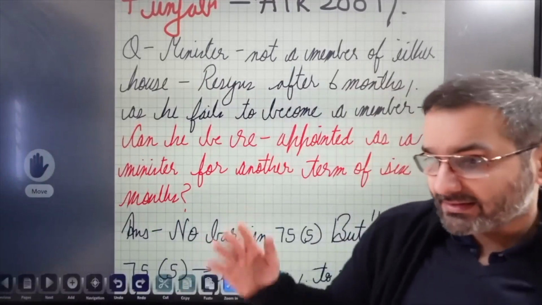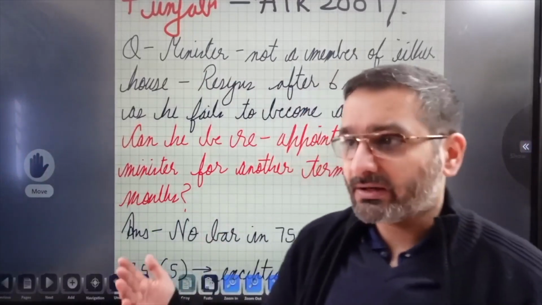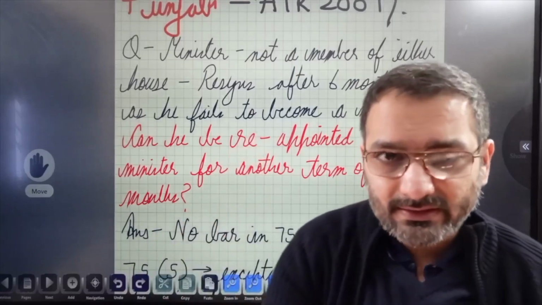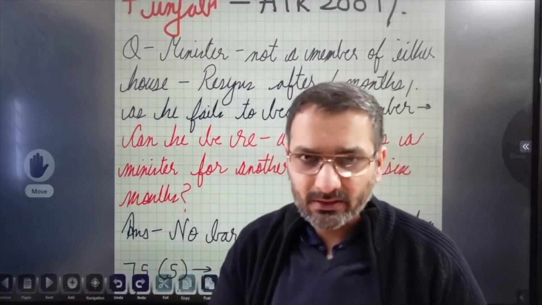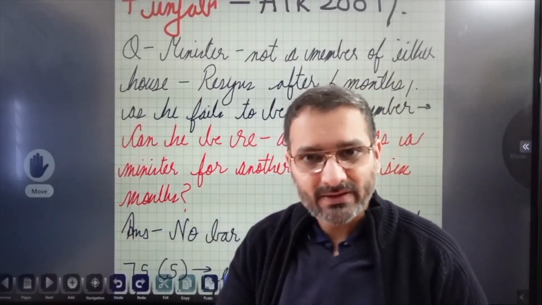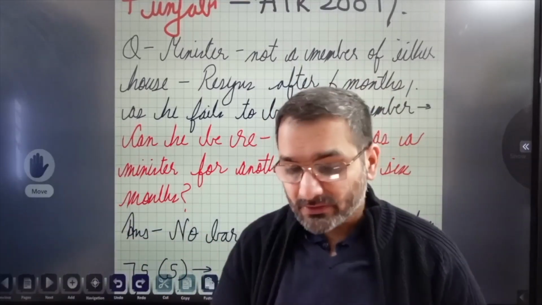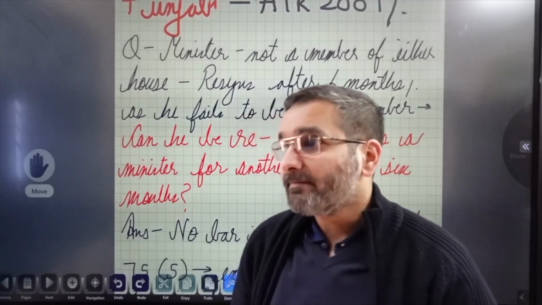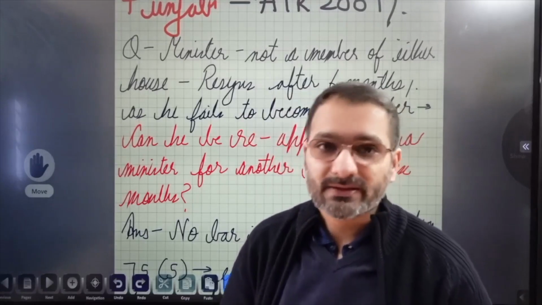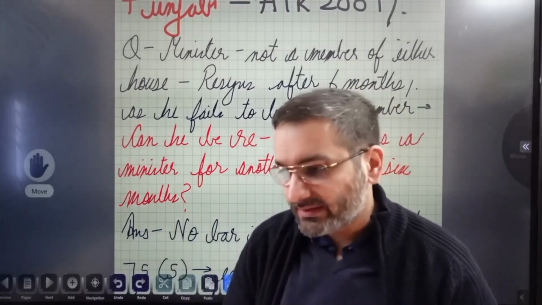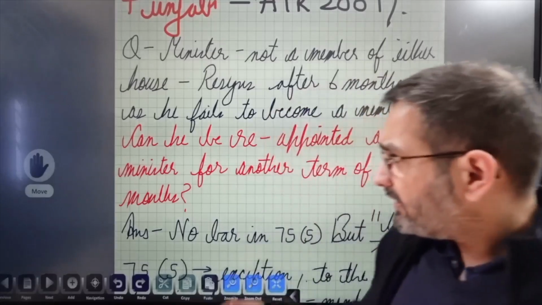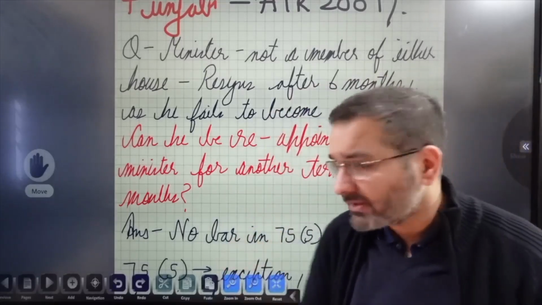Do you understand? Let us say that you are a minister and you are not a member of either house. 75 clause 5 says that within 6 months your membership of either house has to be confirmed. Else, you'll have to resign as a minister. Recently, as I'm shooting this video in 2021, S. Jaishankar is such a case. He was made a member of the Rajya Sabha, and it was challenged in the Supreme Court, but we need not go there. So, can he be reappointed as a minister?